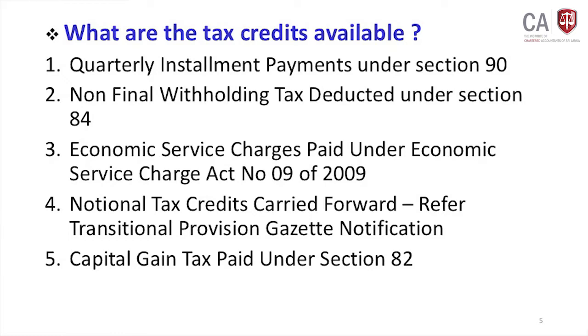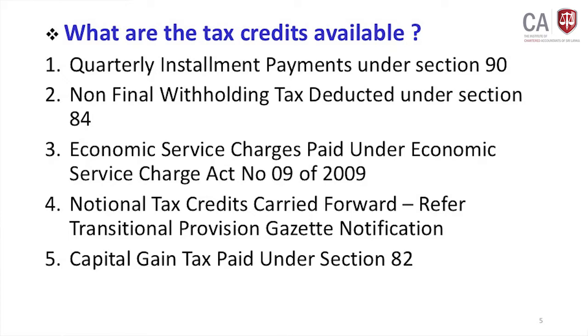Actually, this is linked to the Act from the Transitional Provisions Gazette notification. Then, if there are carried forward notional tax credits from 2017-18, then it is the brought forward balance from 2018-19, and we can claim for 3 consecutive years. That means 18-19, 19-20 and 20-21. These are the 3 years. After that it's no more valid.